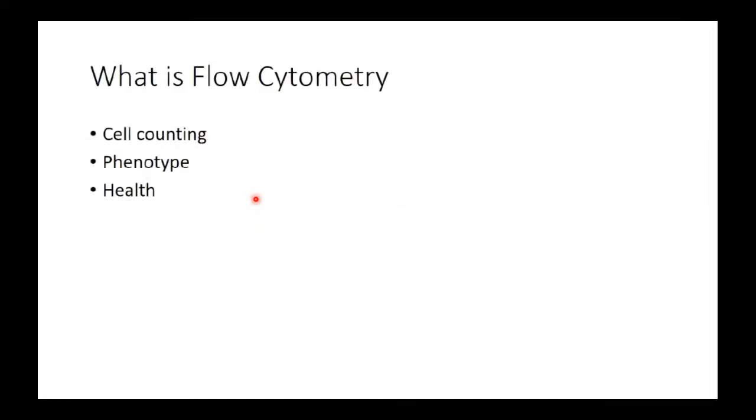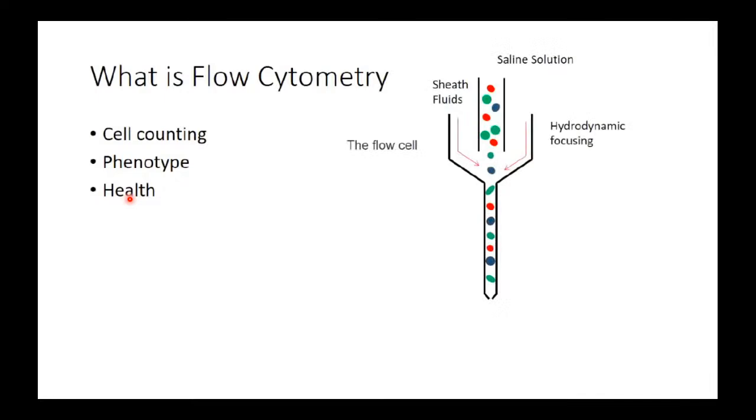Flow cytometer is a cell counting mechanism. So it's used to count the cells and to analyze the phenotype and the health situation of the cell. How does it work in general? First, in flow cytometer, I have something called the flow cell. In the flow cell, we add our cell mixture. Then I have the sheath fluids. The sheath fluids will apply something called the hydrodynamic focusing. The hydrodynamic focusing of the sheath fluids will send the cells one by one through the flow cytometer tube.